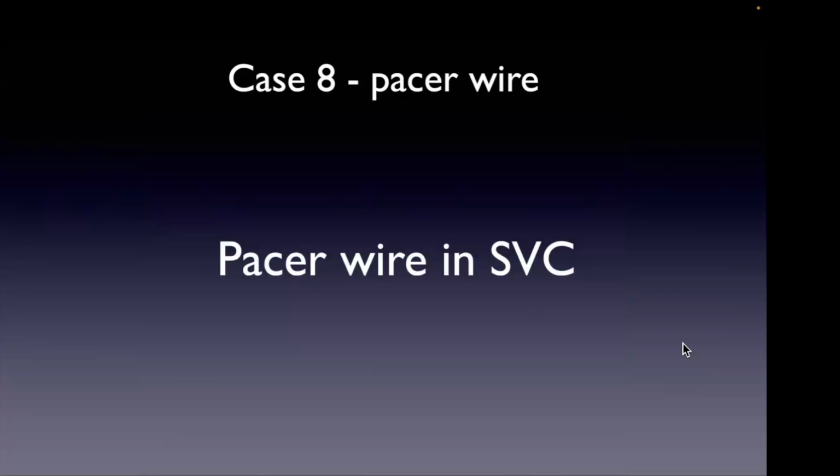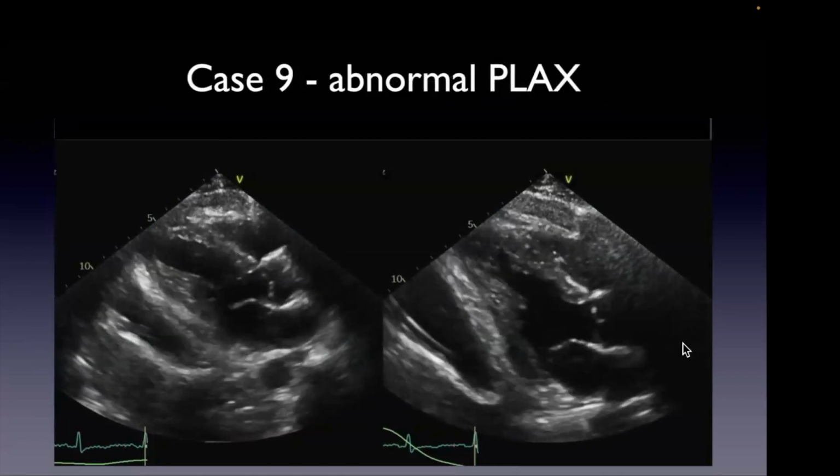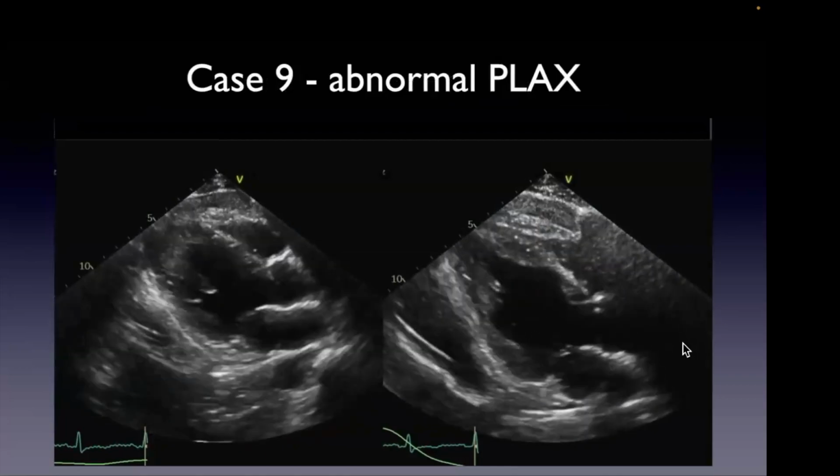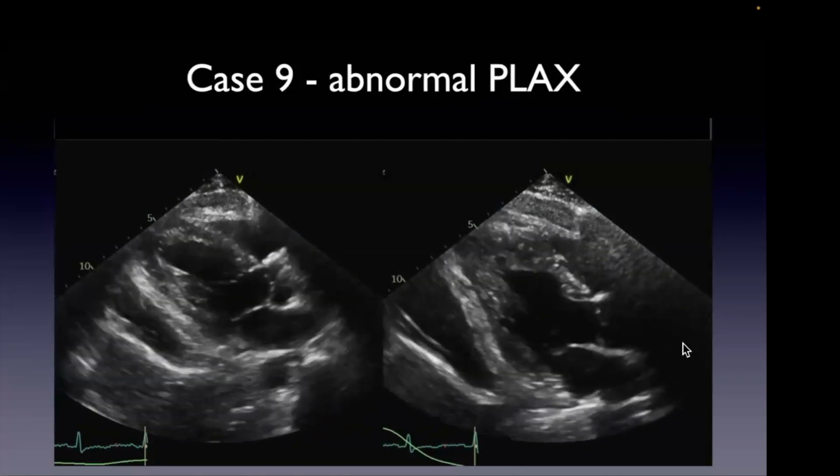So using X-plane, using sweeps, off-axis views, right? That's how we hunt things down, right? Yes. Okay. More abnormalities outside the heart.